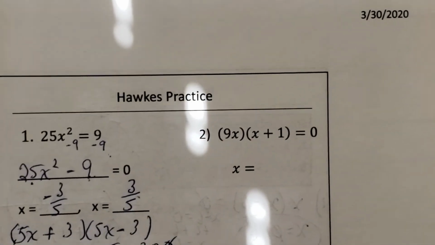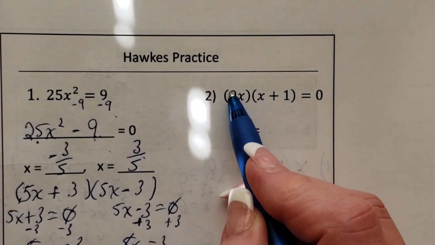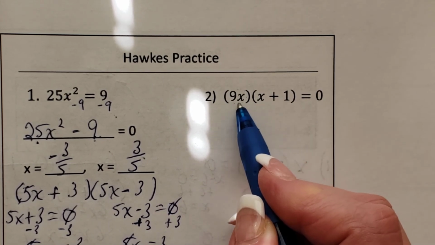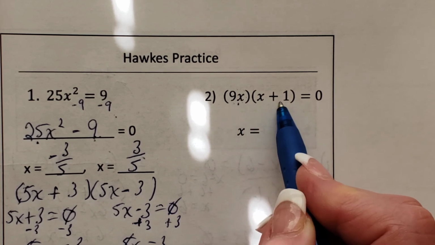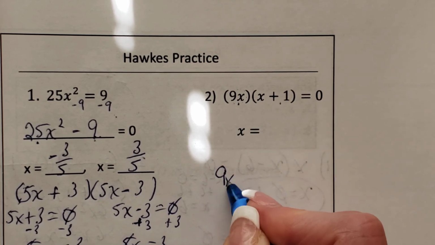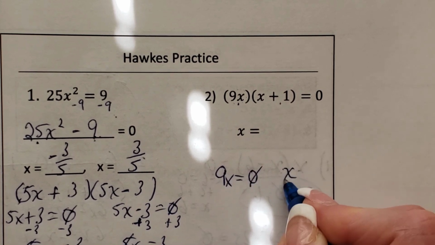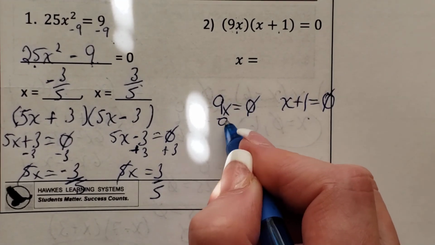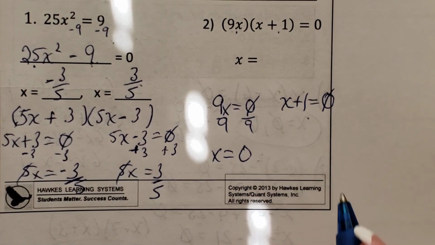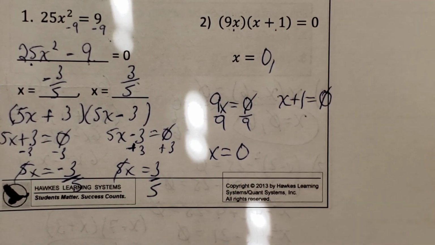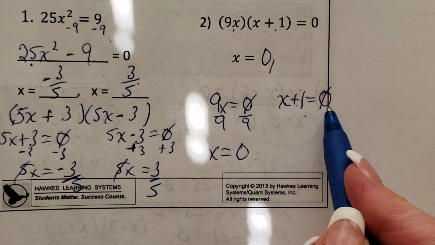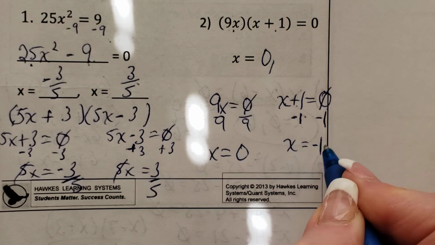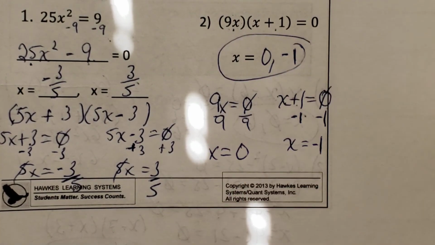This is another Hawks problem I had. Now this is only one term, a monomial, in parentheses. There's nothing I can do to this except set this equal to 0 and set this equal to 0. So I'm going to set 9x equal to 0 and x plus 1 equal to 0. To solve for x, I'm going to divide both sides by 9, so x is equal to 0. That's one of my answers. Then I took this parenthesis, set it equal to 0, subtract 1 from both sides. So x is also equal to negative 1. And those are my two answers.